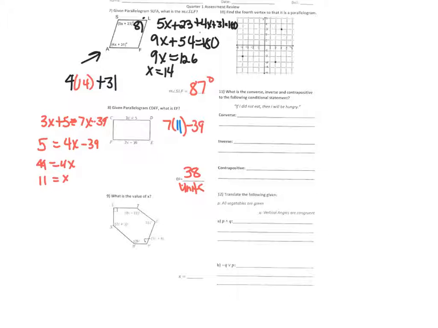Okay, for this particular one, opposite sides are equal. These are not angles, opposite sides. We set it equal to each other and we solve. We get x is equal to 11. Because we're looking for EF, we had to plug it back in, and we get 38 units.